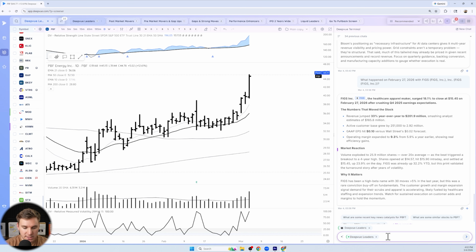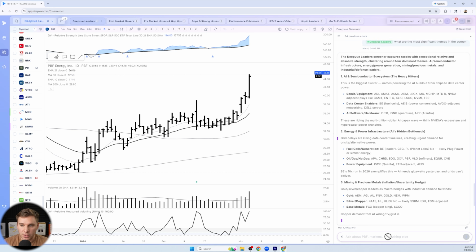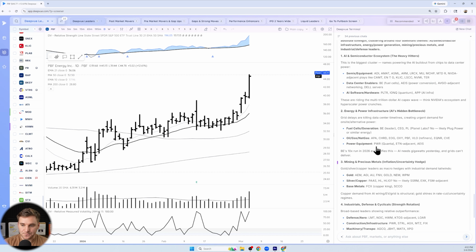So let's go ahead and say, what are the most significant themes in the screen? So it's going to go ahead and analyze all the symbols within the Deepvue leader screen and basically break it down for you into the most represented themes in that screen. So this is something that we just added, and you can use a watch list, you can use a screen, all of that. So here we go.